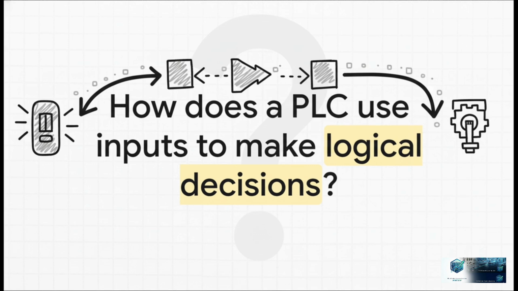But that's really just the first step. The real power, the magic, comes from what the PLC does with this information. How does it use input I0.1 to decide exactly when to turn on output Q2.5? Well, that is the magic of PLC logic, and it's a topic for another day.